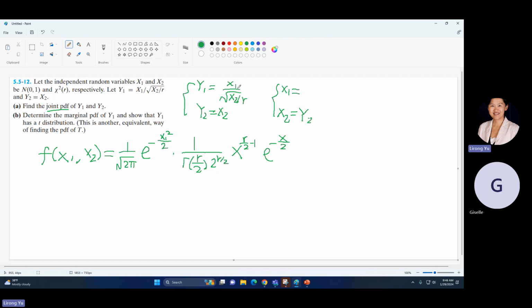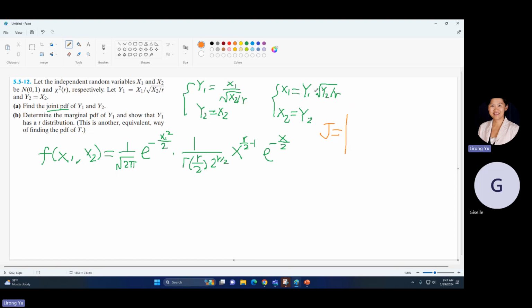x1 is supposed to equal to y1 times the denominator, so it's really y1 multiplied by root of y2 over r, and x2 equal to y2. So that's the inverse transformation. So once we have the x1, x2, we can plug in to find this density function. In the meantime, we also need to know the Jacobian of the inverse transformation.